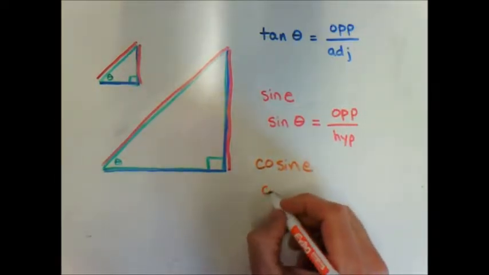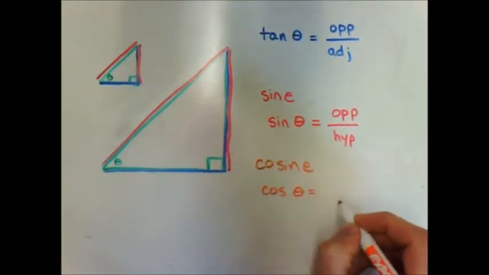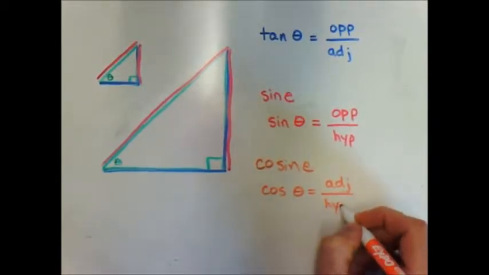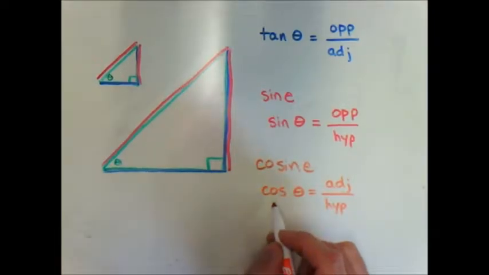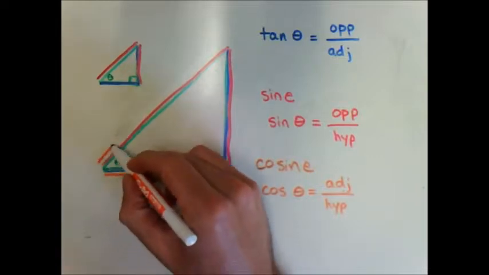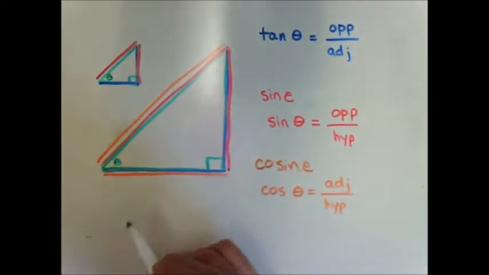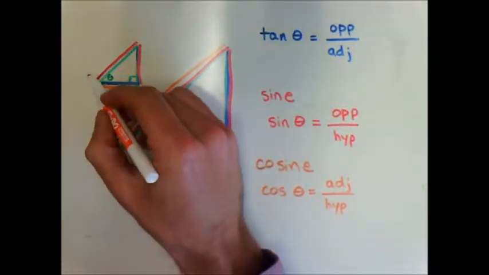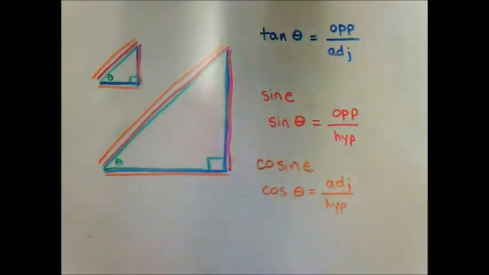Cosine, which is cos for short, cosine of theta is the adjacent side over the hypotenuse. So the cosine ratio is equal to the adjacent side over the hypotenuse. And in both of our triangles, because theta is the angle in question in both of them, adjacent over hypotenuse will come out with the exact same ratio. These three ratios together, sine, cosine, and tangent, are called the primary trigonometric ratios.